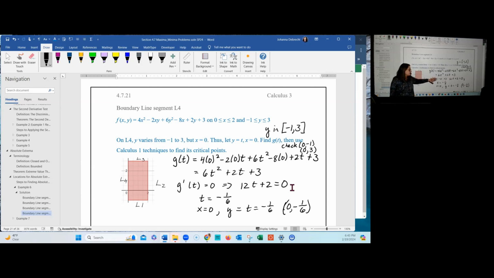We take the derivative and we get 12t plus 2. It's always defined, so set it equal to 0 and solve. When you set it equal to 0 and solve, you get t is -1/6. On this line segment, y was equal to t, so the y coordinate is -1/6 and the x coordinate is 0. Now that we've parameterized the entire boundary and found critical points at places in the corners, which were the endpoints of our closed intervals, and on the interiors, let's put all these points together and try to find out where our maximum value is.